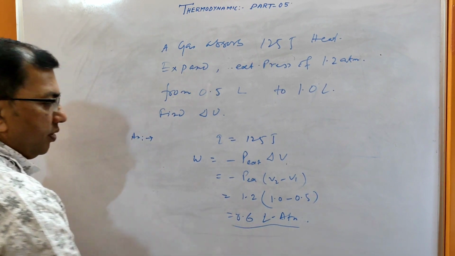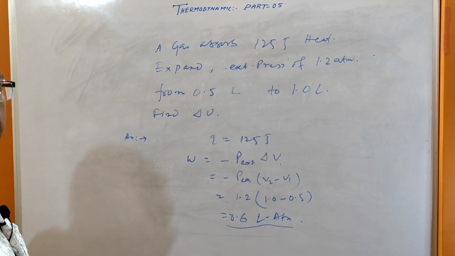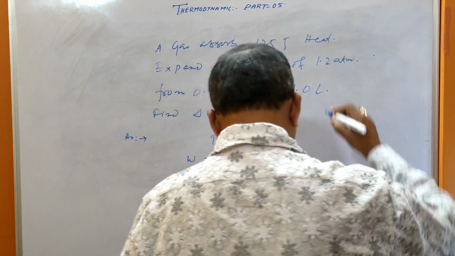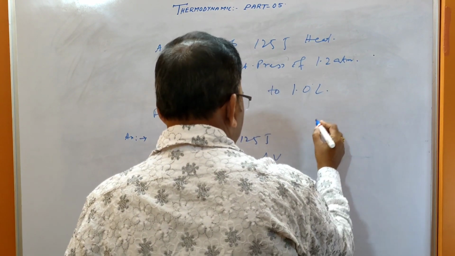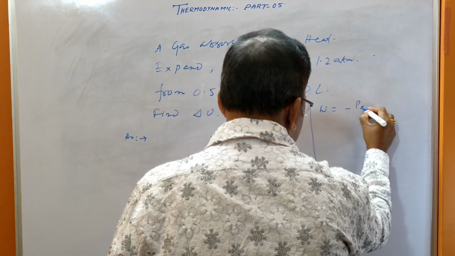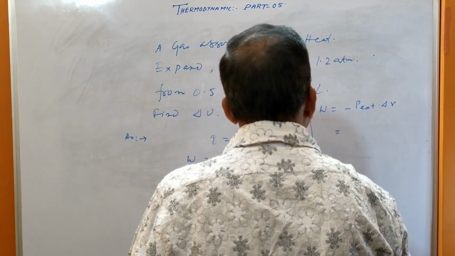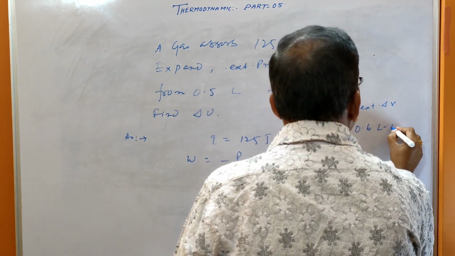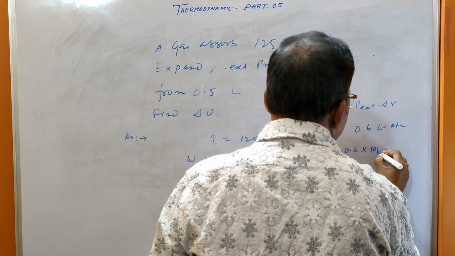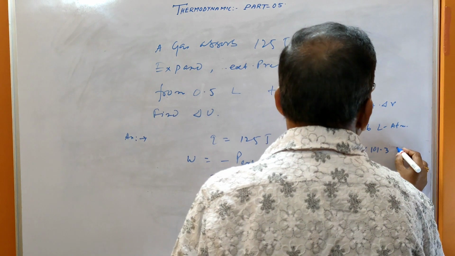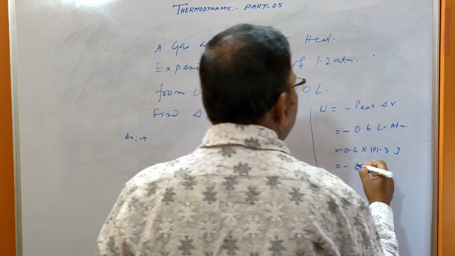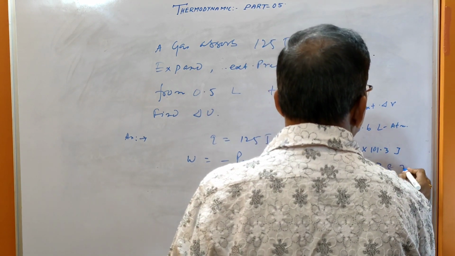And from liter atmosphere you have to convert. 1 liter atmosphere means how much? You have to convert into joule or calorie, so you have to multiply by 101.3. So W equals minus P external delta V, which is 0.6 liter atmosphere. From liter atmosphere you have to multiply by 101.3 to get joule, and its value will be minus 60.78 joule.